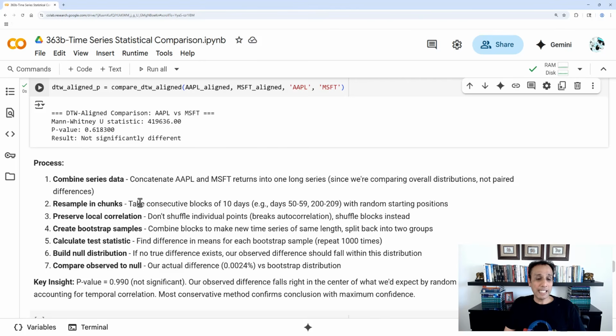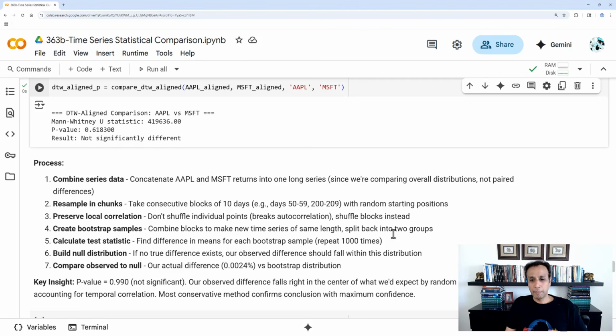And we resample it in chunks, taking consecutive blocks of 10 days, for example, like 50 to 59, 10 days, 200 to 209, another 10 days, with random starting points. So you take these and don't shuffle the individual points. Otherwise you lose your autocorrelation, any autocorrelation that you may have in your data. And then you create Bootstrap samples, which is basically you combine these blocks to make a new time series of the same length.